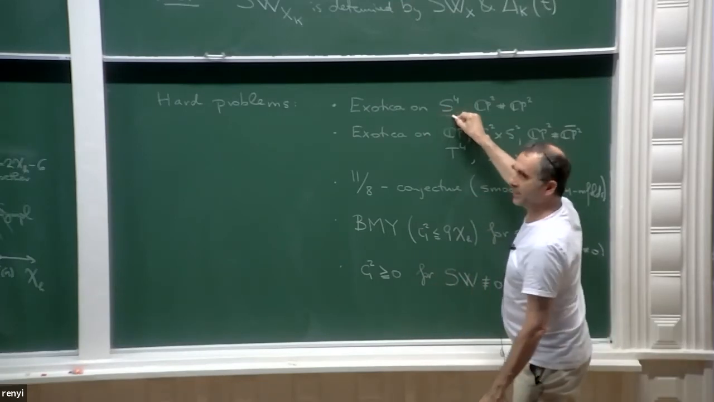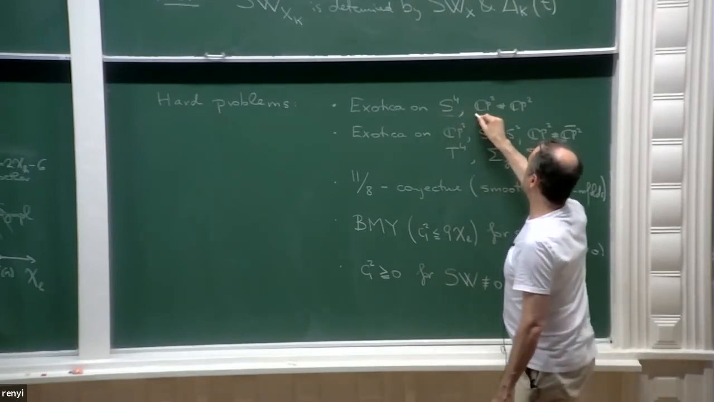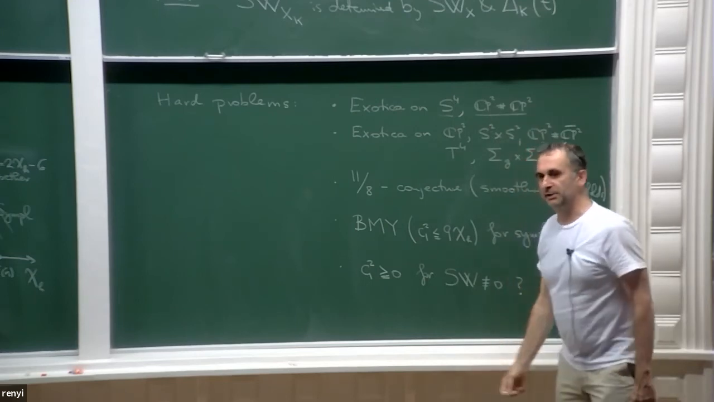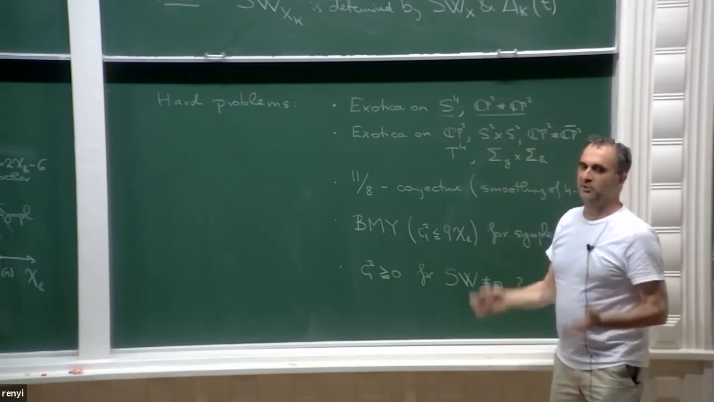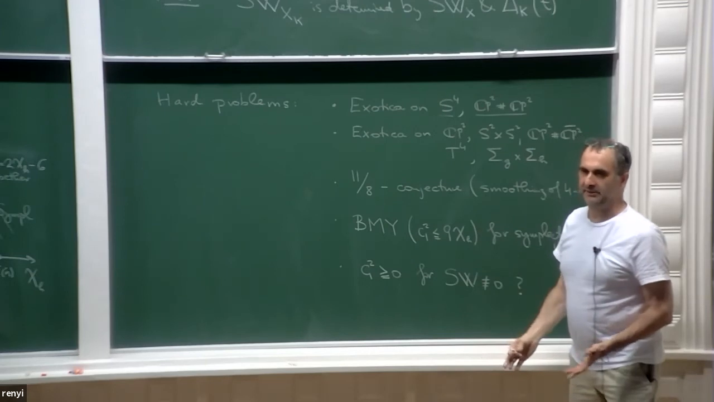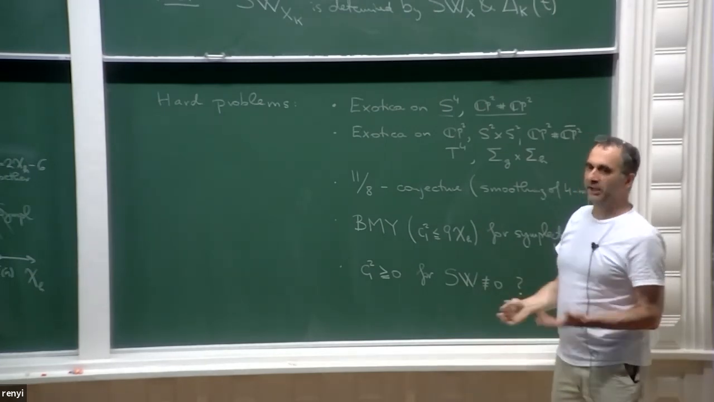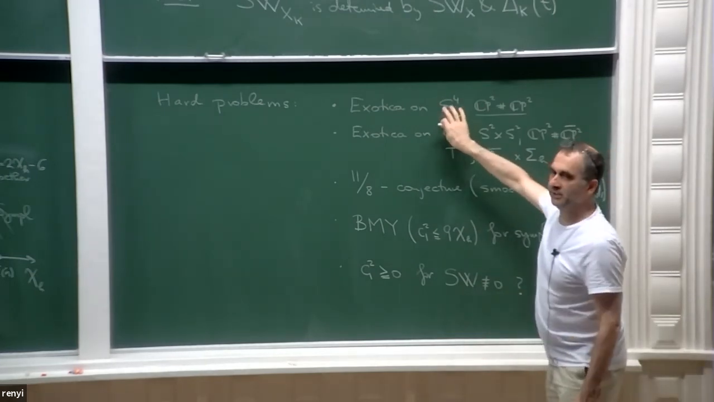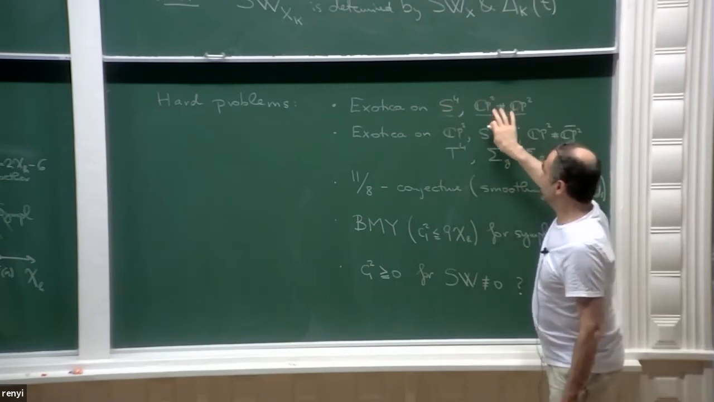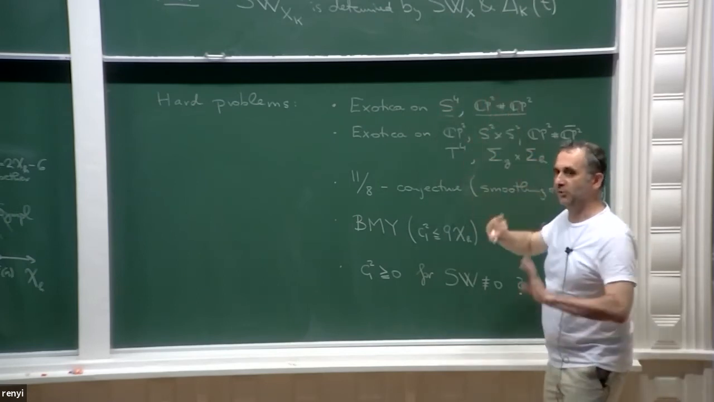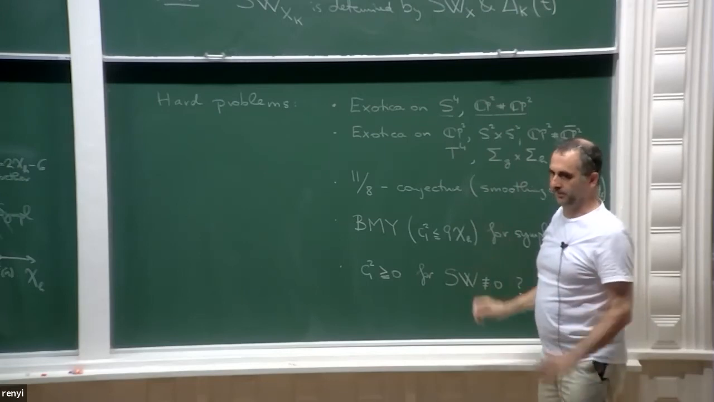Whether we have an exotic structure on S4 or 2 copies of CP2. This is very hard because we don't have any tool to decide that. Seiberg-Witten theory will not be helpful because it's defined on the second homology, and here the b2 plus has the wrong parity. So these are super hard problems.